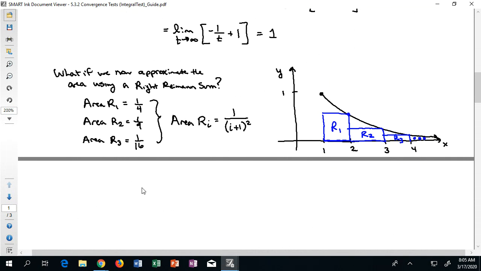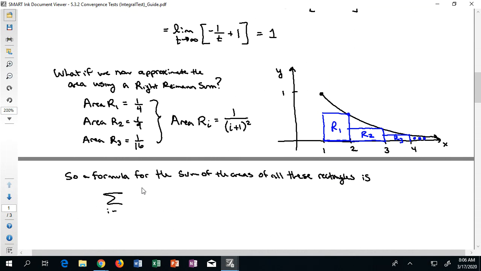We could go ahead and state this. A formula for the sum of the areas of all these rectangles is, and again, I could state this as, I just have to add up all the areas. So this is an addition problem that represents the area of all the blue stuff.